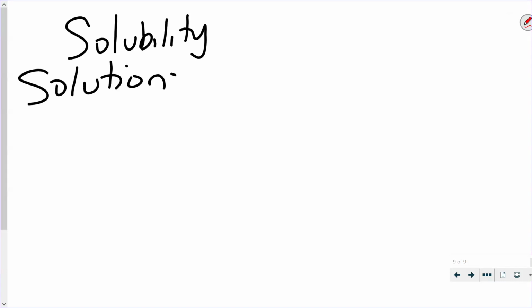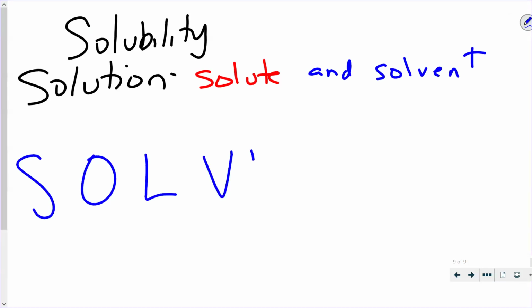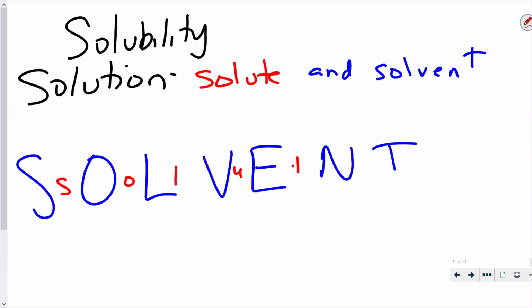A solution has 2 parts, a solute and a solvent. Solvent and a solute. You'll notice that the solute goes between the solvents. Always recommend that students write this kind of thought down so you can remember it. Also, the solvent is present in the greatest amount. Solute is present in the least amount. That's another way to think about it.